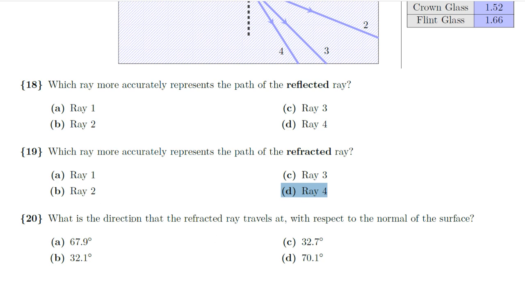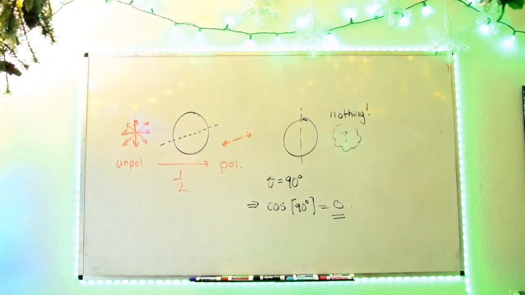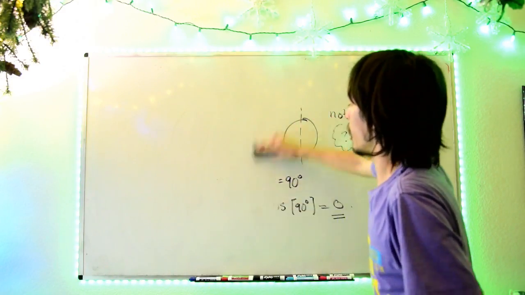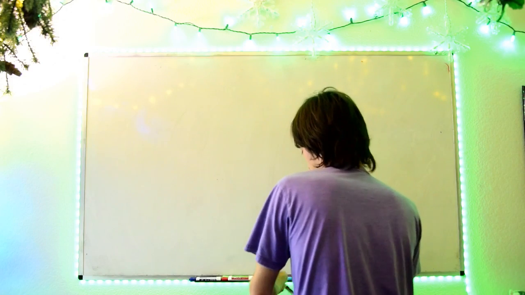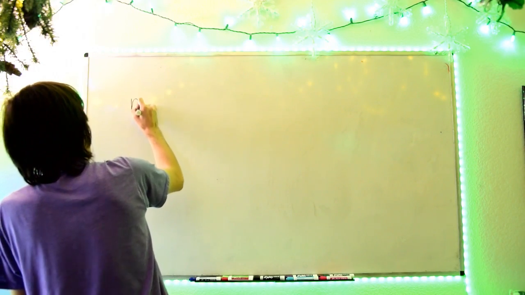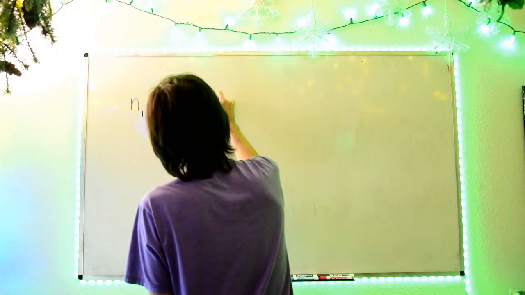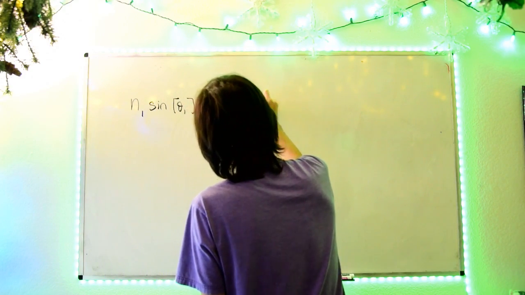Question 20 is, I want to know what direction, or in other words, what angle the refracted ray travels at with respect to the normal of the surface. So this is a calculation. Since it's a refracted ray, we will use the law of refraction, which is Snell's law. Snell's law states that, I'll write this out, n1 sin θ1 = n2 sin θ2.